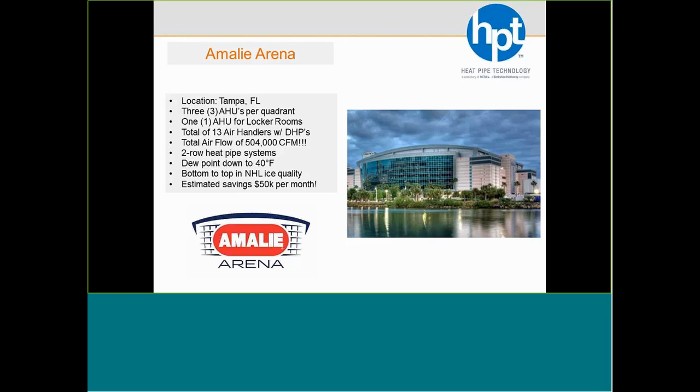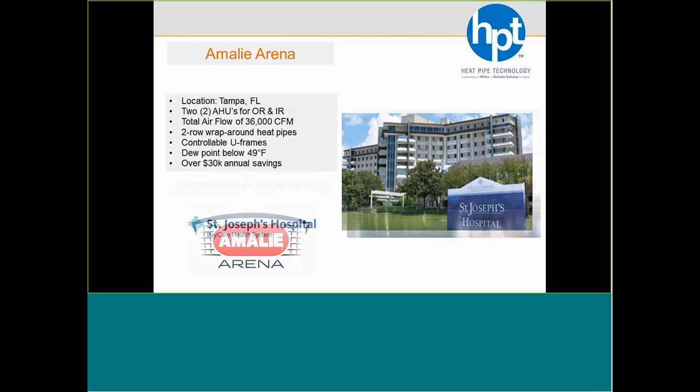They're able to now every year have the average in the NHL ice quality report, which for Tampa, Florida is a significant improvement. But also on the dollar side of the house, they estimate that they save roughly $50,000 per month just on the heat pipes. So that's a pretty cool story.